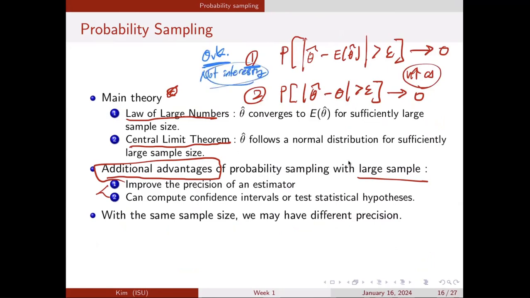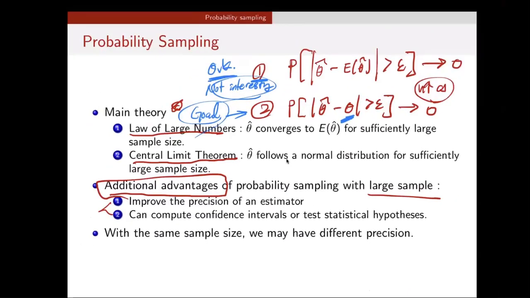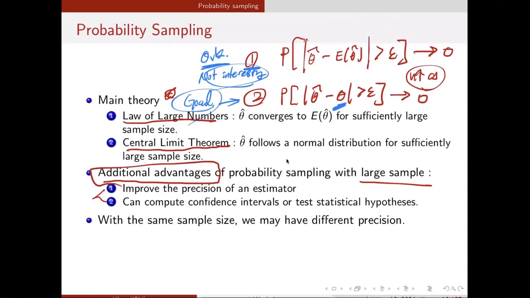To us, what we are interested in is estimating zeta, not estimating the expectation of zeta hat, right? So we are interested in zeta. This is the kind of our goal. And this goal is achieved for probability sampling only. Okay.